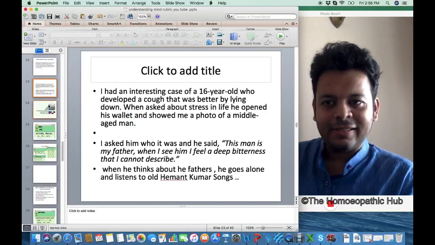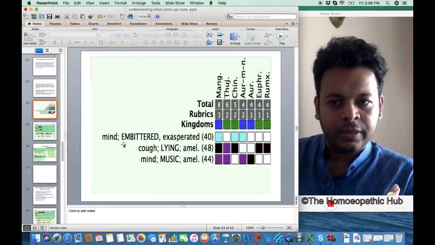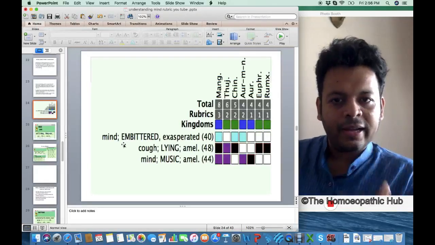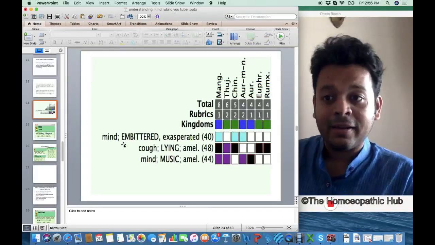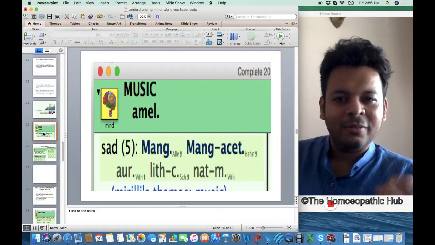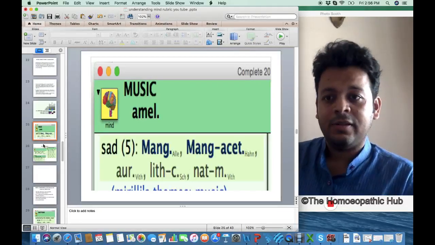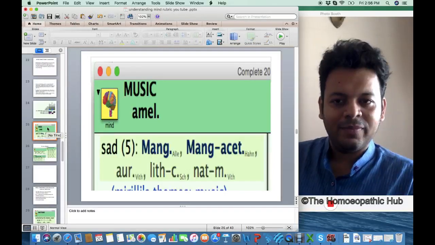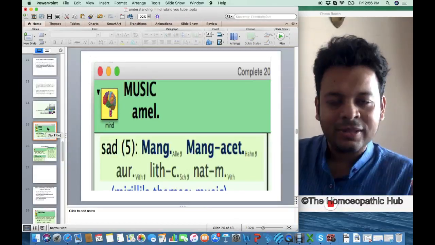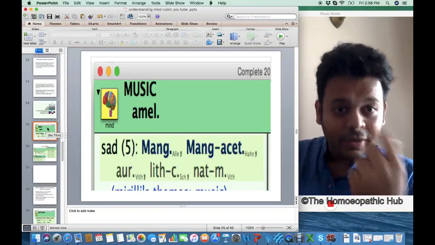So when I analyzed this case, very interesting, I picked up the rubric: a lot of bitter feeling beneath, embittered, cough lying ameliorate, and music sad ameliorate. The remedy there is Manganum aceticum. You know, this is the main symptom of Manganum, sad music ameliorate. This is Hahnemann's brewing. And fantastically the boy improved. His state of mind improved, the way he looks at things improved, his cough improved, and it was a remarkable case.